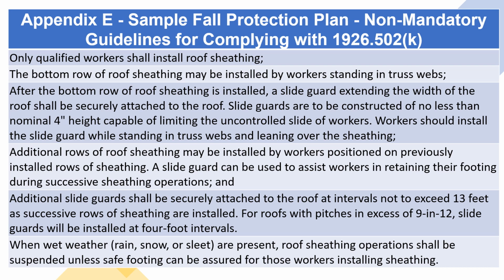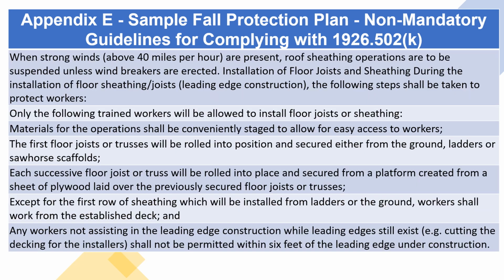When wet weather, rain, snow, or sleet are present, roof sheathing operations shall be suspended unless safe footing can be assured for those workers installing sheathing. When strong winds, above 40 miles per hour, are present, roof sheathing operations are to be suspended unless windbreakers are erected.